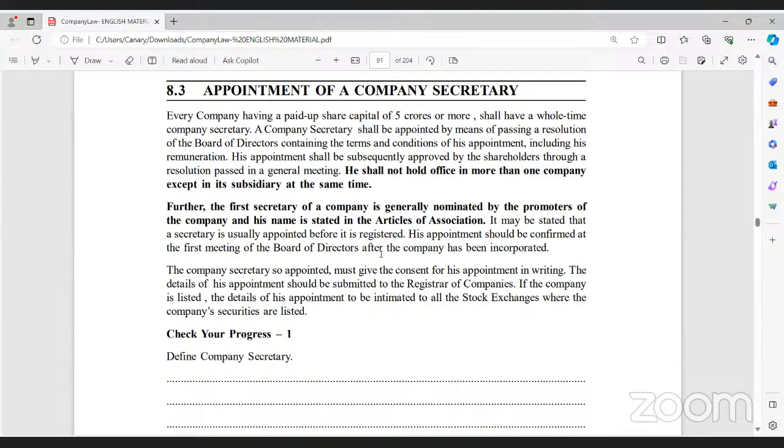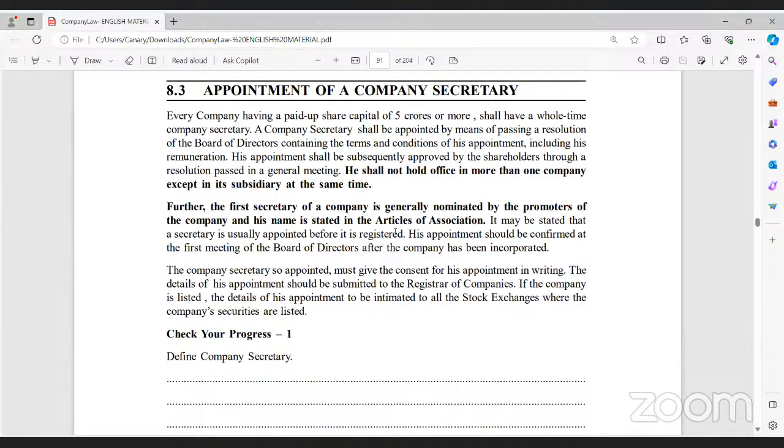Next, the first secretary of a company is generally appointed by the promoters, because he has to be involved in the remaining process of the company formation. That's why the promoters of a company will appoint the first secretary, and his name will be mentioned in the articles of association also. These are the points to be remembered.